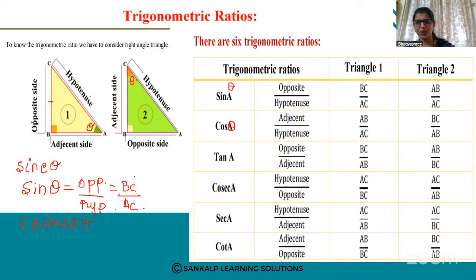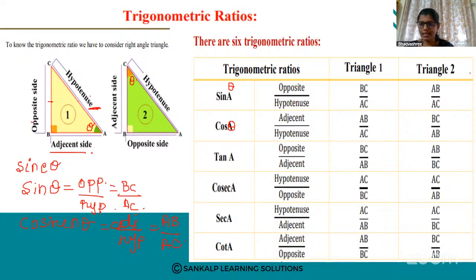Because it is easy to remember and easy to write. So cos theta. Cos theta means which two sides do we compare now? Remember, cos theta means adjacent side divided by hypotenuse. Remember, adjacent side divided by hypotenuse. This ratio we call cos theta. Here the adjacent side is AB divided by hypotenuse AC.